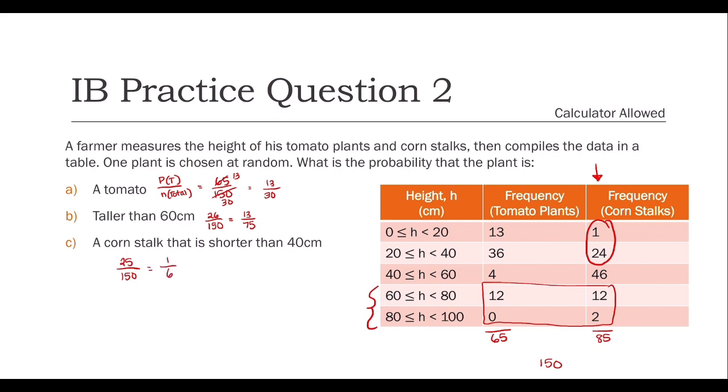If the question had asked, what's the probability that a corn stalk is shorter than 40 centimeters? That would be 25 out of our total of corn stalks, which would be 85. And then you can divide those by 5 to get 5 over 17. So you need to pay attention to what it's asking you. If it's asking you out of the plants or out of the corn stalks or out of all of the tomato plants. So these are your answers to this question.